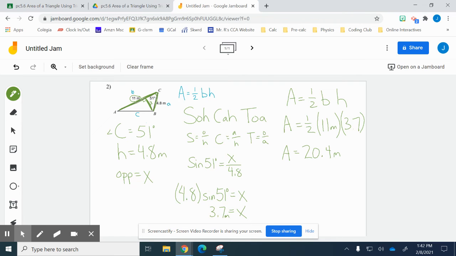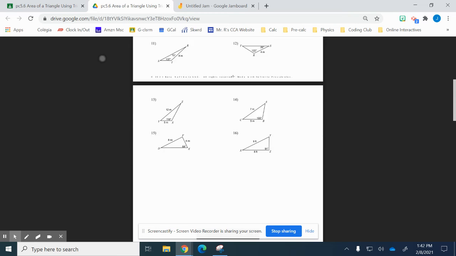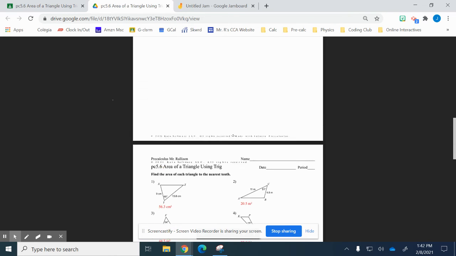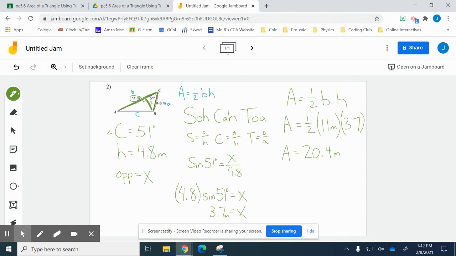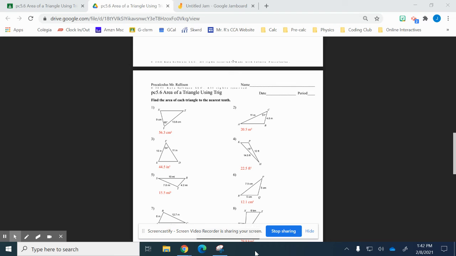So let's go back and see if we got it right. It's number 2. 20.5. Is that what we got? We got 20.4. What? That's all right. It's close enough. That means our method was correct.